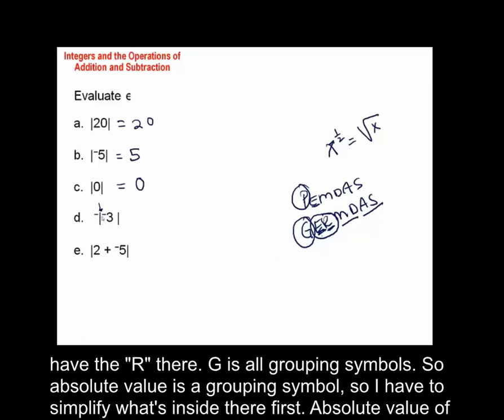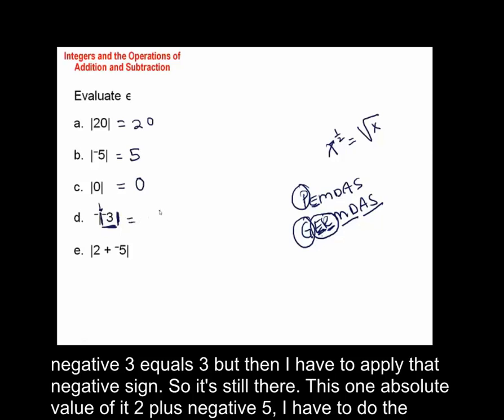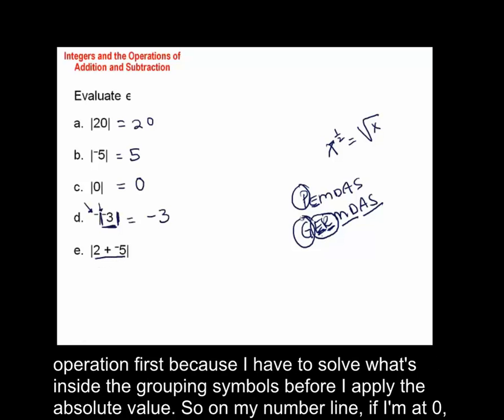So absolute value is a grouping symbol, so I have to simplify what's inside there first. Absolute value of negative 3 equals 3, but then I have to apply that negative sign, so it's still there. This one, absolute value of 2 plus negative 5, I have to do the operation first because I have to solve what's inside the grouping symbols before I apply the absolute value.